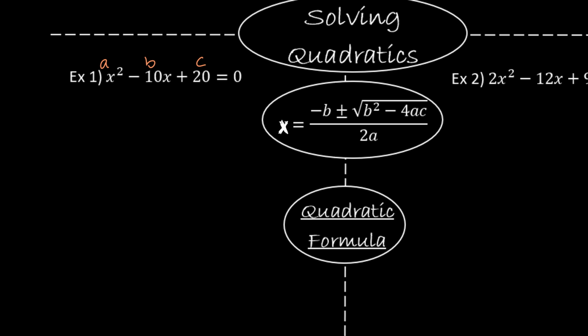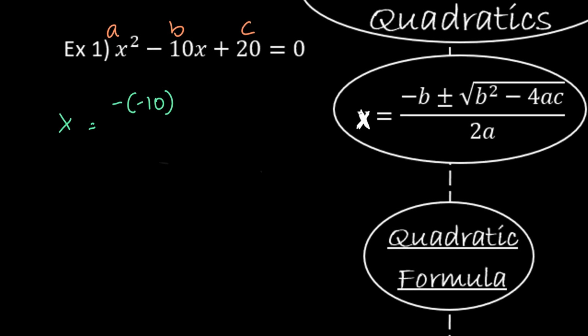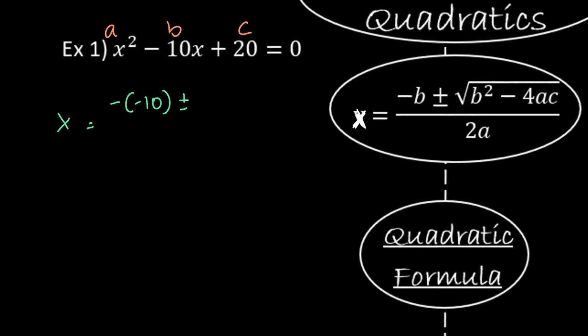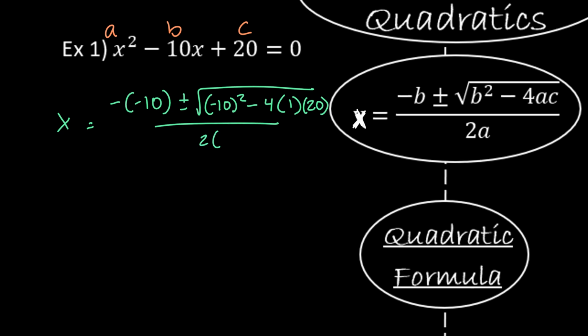So, all I'm going to do is take these A, B, and C values and plug them into my quadratic formula. So, what is my B value? Negative 10. So I'm going to write here negative 10 plus or minus the square root of negative 10 squared minus 4 times A, which what is A? 1. What is C? 20. All over 2 times A, which is 1.